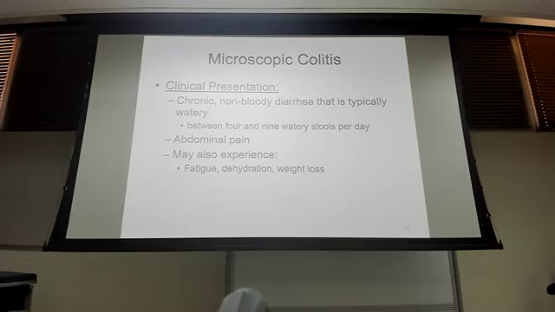Clinical presentation: chronic, non-bloody, very watery, 4 to 9 watery stools per day. So it's going to present, as he asked, differently than your Crohn's patient, and definitely different from your UC patient. 4 to 9 watery stools a day. Abdominal pain, and obviously losing that much fluid, they're going to have some signs and symptoms of hypovolemia: fatigue, dehydration, weight loss.